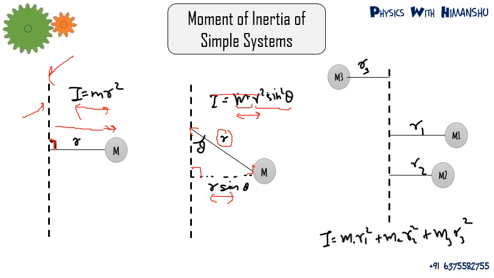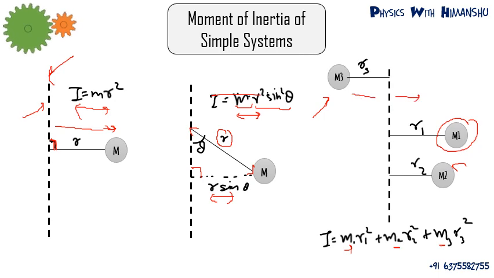Similarly, in this system, now we have multiple masses. The axis of rotation is the same. For m1, the moment of inertia will be m1 r1². For m2, the moment of inertia will be m2 r2². And for m3, the moment of inertia will be m3 r3². It doesn't matter whether the mass is on this side or that side. What matters is the value of the mass and its distance from the axis of rotation.